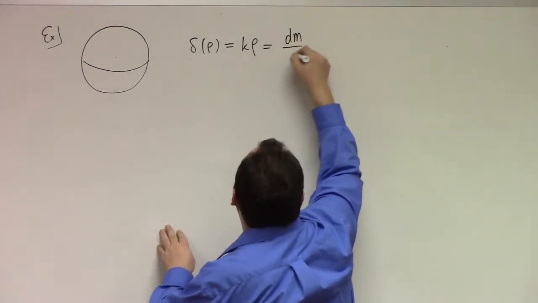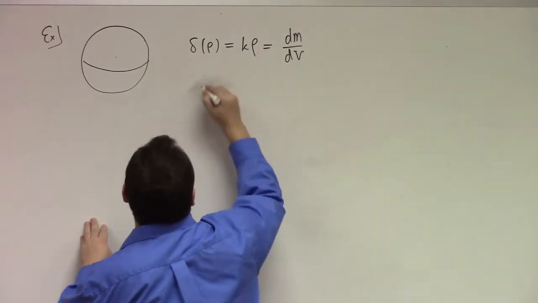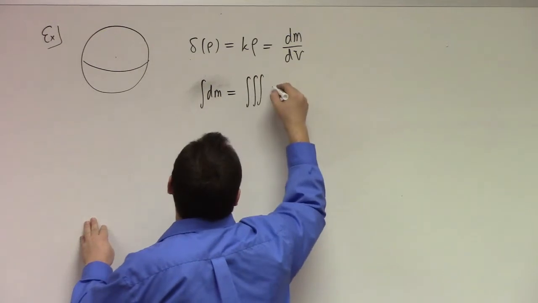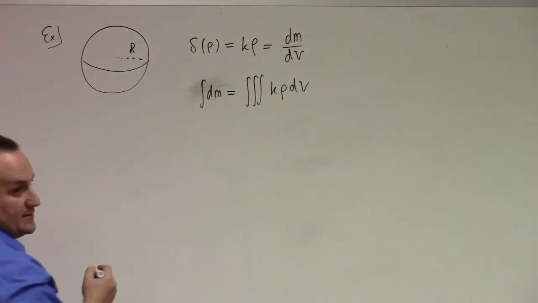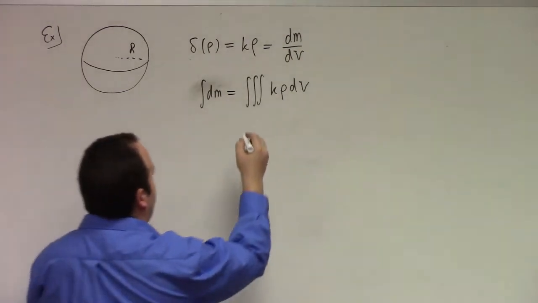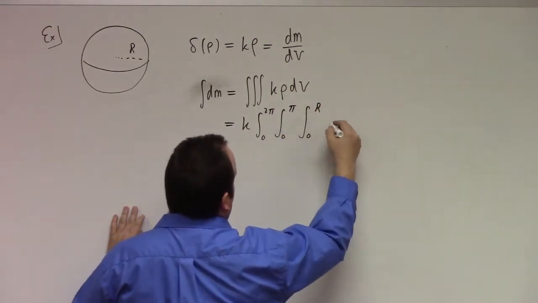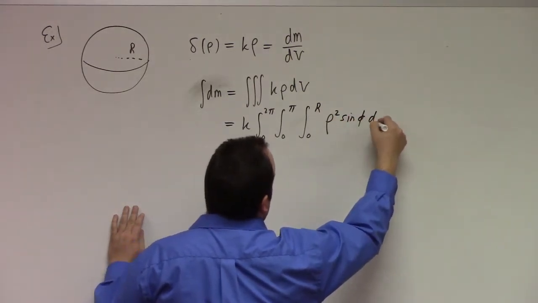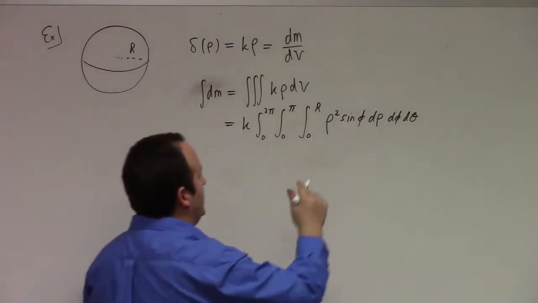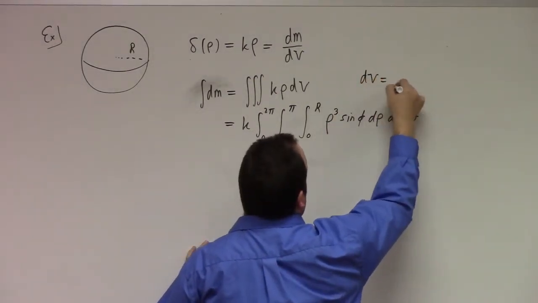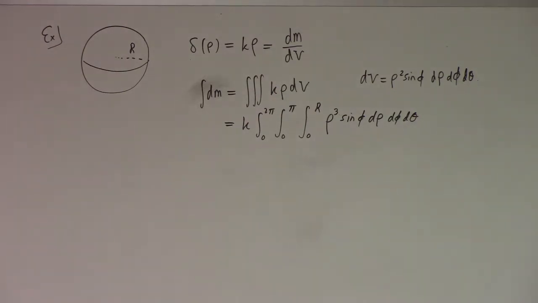This is the mass per unit volume. So to calculate the total mass, I have to simply calculate the integral. Well, I would just say integral of dm. But how do you calculate that? You calculate the triple integral of k rho dv. And I'm supposing that this is a sphere, say, of radius r. Well, then I know what to do. That's k times the integral from 0 to 2 pi, integral from 0 to pi, integral from 0 to r of rho squared sine phi d rho d phi d theta. Oops, not rho squared, but rho cubed. Remember dv is rho squared sine phi d rho d phi d theta. In sphericals, that's the Jacobian element.